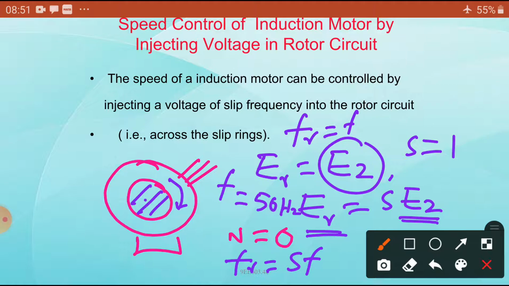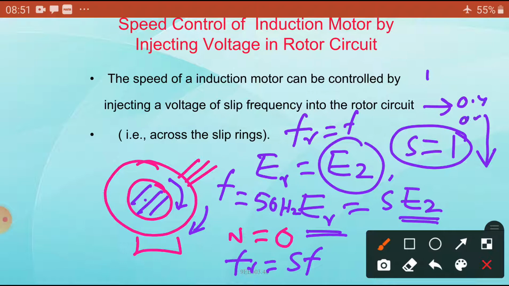Once the rotor starts to rotate in the same direction as the rotating magnetic field, it tries to catch the RMF, and the rotor will rotate at some speed. Once the rotor picks up speed, the slip value changes. The slip value decreases: instead of 1, it may go to 0.4 or 0.2 like that. Then the rotor induced EMF and the frequency are also affected. So that is the meaning of slip frequency in the rotor circuit. The slip value changed, from 1 it reduced to a fraction of 1.